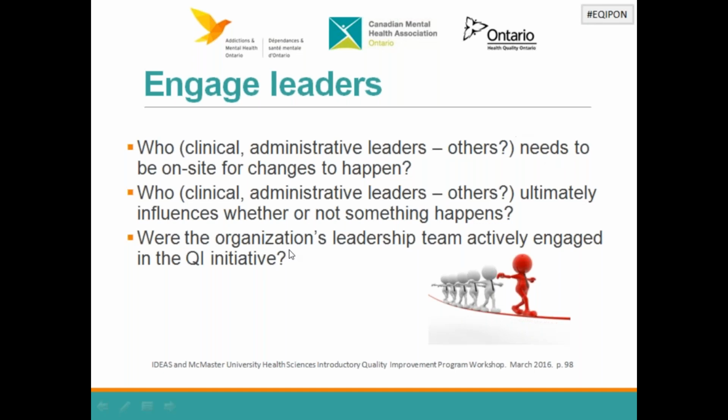And questions that you can ask yourself about your project as you go forward is who is it that needs to be on site for this to happen? Who is it that needs to be engaged in order for it to continue to happen and to influence their colleagues and their peers? And is the organization's leadership team actively engaged in the QI initiative? And so you can just check for yourself and check for your project, are other folks that maybe should be engaged that haven't been, or that you still could involve in order to help make your project successful long term. Next slide.